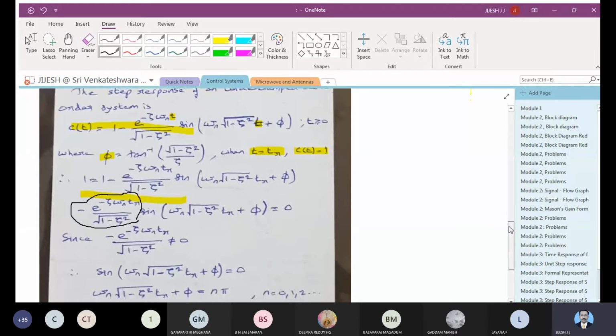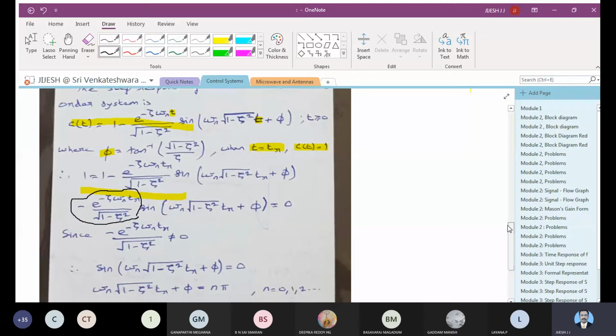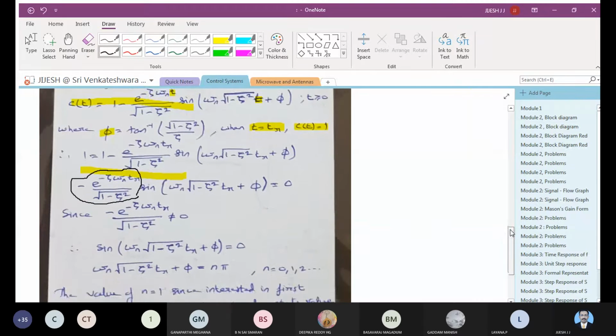The sine of an angle is always equal to 0 when the angle is a multiple of n pi, where n is equal to 0, 1, 2, 3, etc. So we can write omega n root of 1 minus zeta square tr plus phi is equal to n pi. So that is what we are going to get till here.